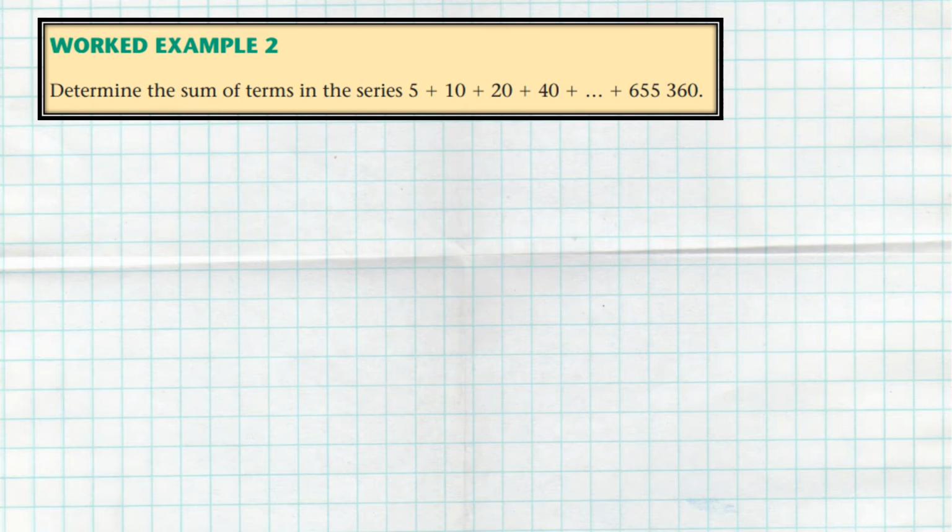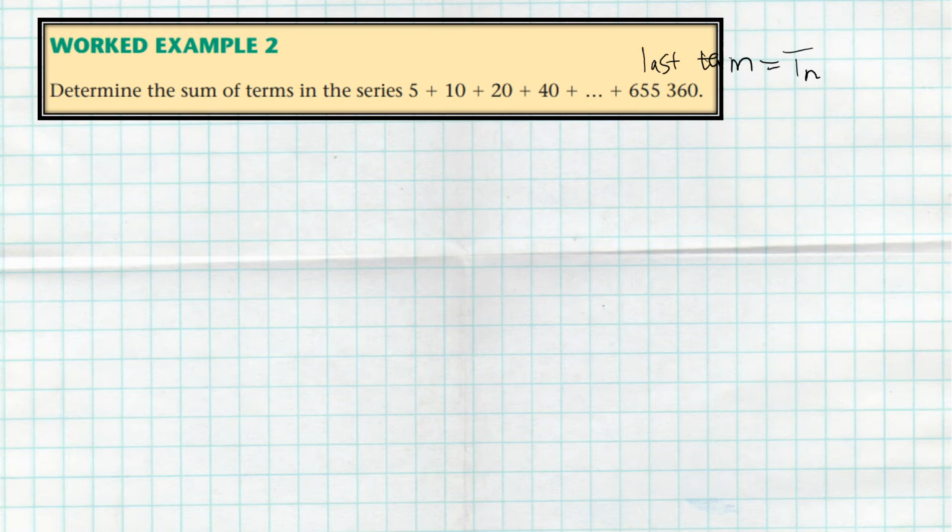plus 40 plus up until we are adding to what? 655,360. So what is our 655,360? It's our last term. So this is our last term, right? I said the last term is the same as Tn. Don't forget that. The last term is the same as Tn.